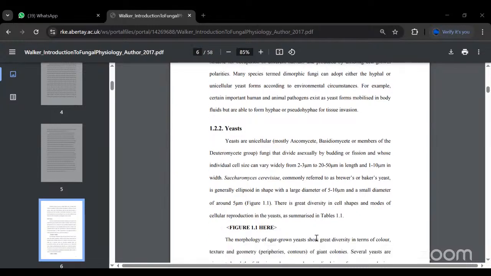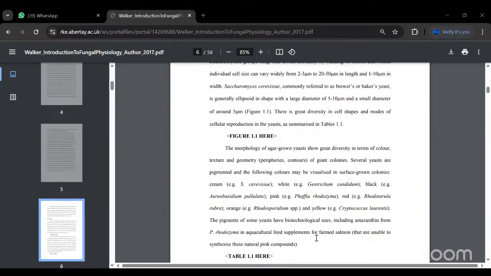As summarized, in agar-grown yeast there is great diversity in terms of color, texture, and geometry of the colonies. Several yeasts are pigmented, and the colors may be visualized in surface-grown colonies. Cream: Saccharomyces cerevisiae. White: Geotrichum candidum.